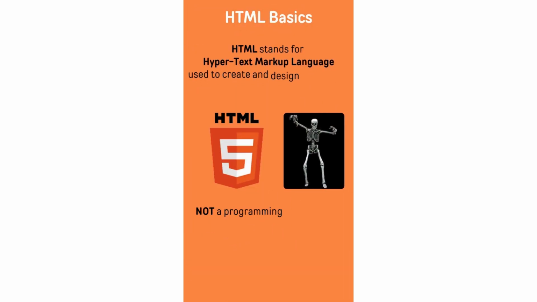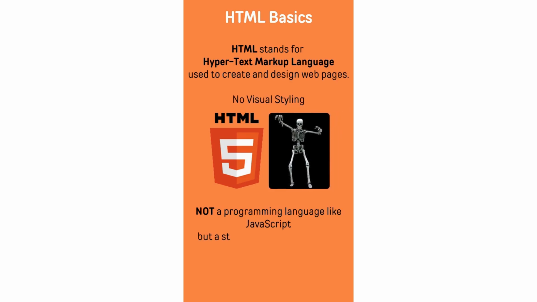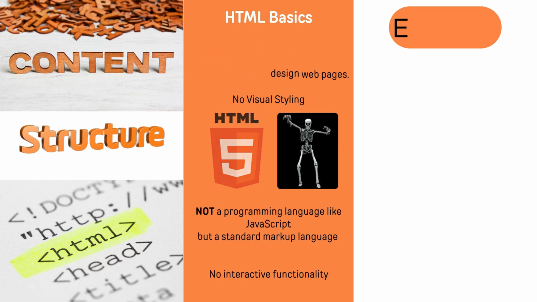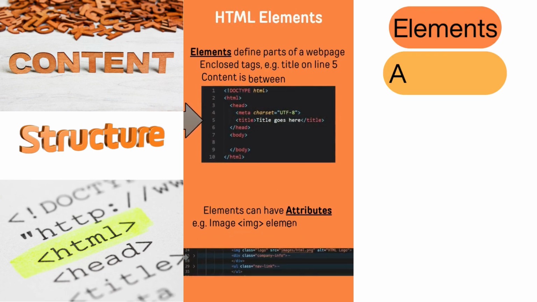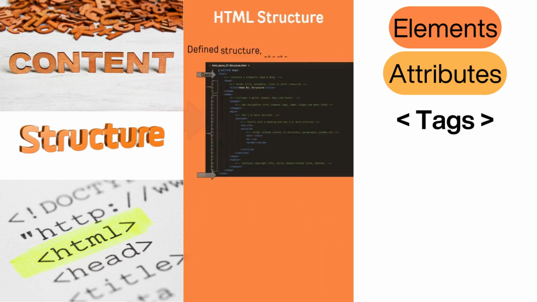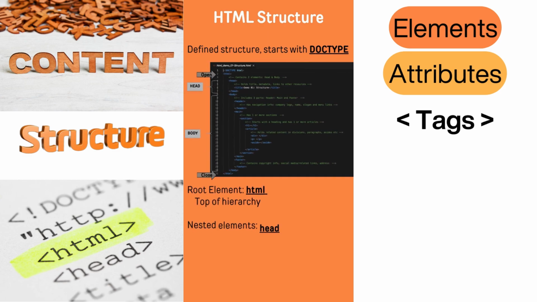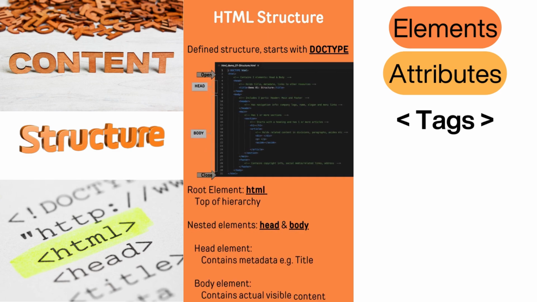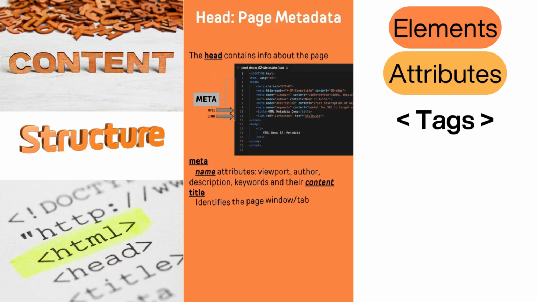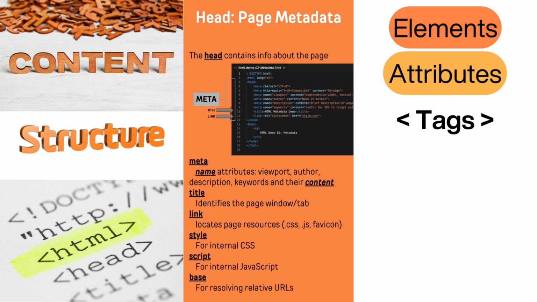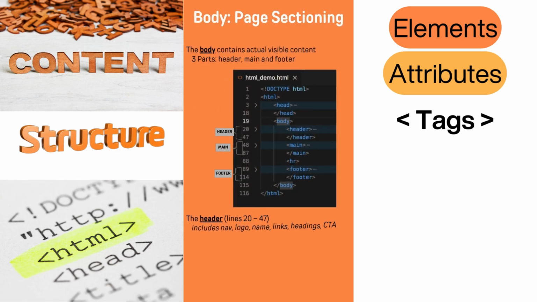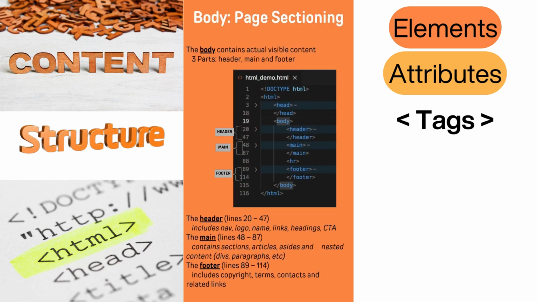HTML stands for Hypertext Markup Language. It is used to create content and design the structure of web pages. It uses elements to define parts of this page, and they could have attributes written in tags and around the content. HTML has a hierarchical structure, starting with doctype, a root element which encloses the head element and the body element. The head element contains information about the page, also known as metadata, while the body contains the actual visible content and can be grouped into header, main, and footer elements.